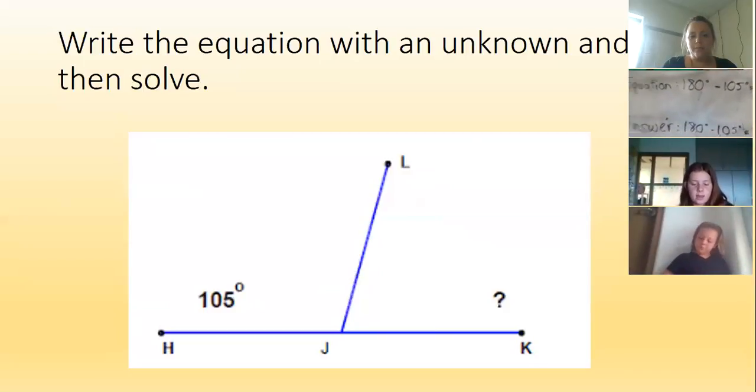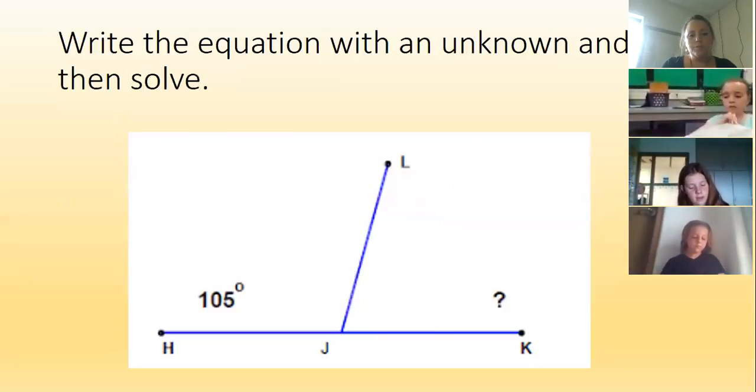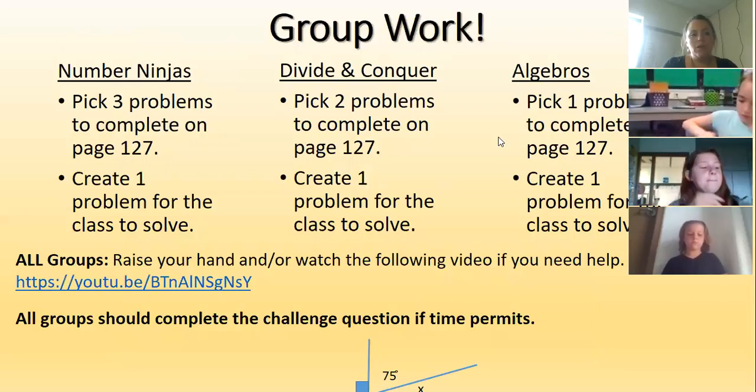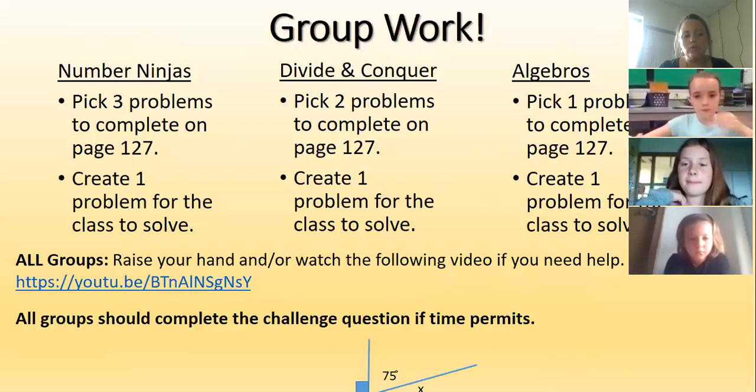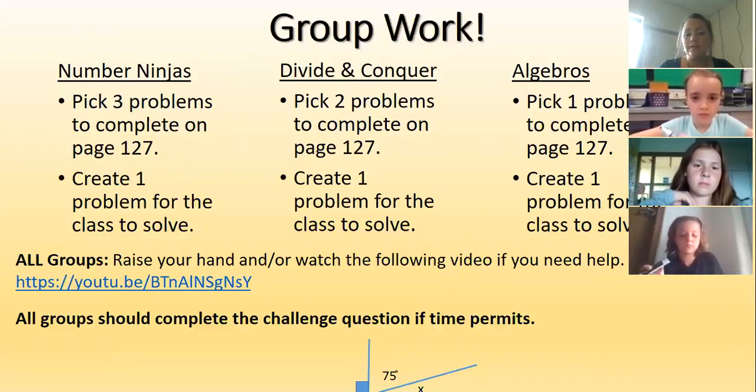What we're going to do now is I'm going to split you up into your groups. If you are the Number Ninja group, you are going to pick 3 problems to complete on page 127, and you're going to create 1 problem for the class to solve. If you're in the Divide and Conquer group, you're going to pick 2 problems from 127, and you're going to create 1 problem for the class to solve. And if you're in the Algebras group, you're going to pick 1 problem to complete on 127 and create 1 problem. Anytime you need any help, please let me know by raising your hand. Or you can also watch the video on YouTube from Khan Academy if that's helpful to you.